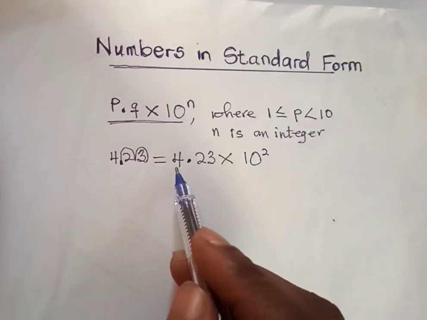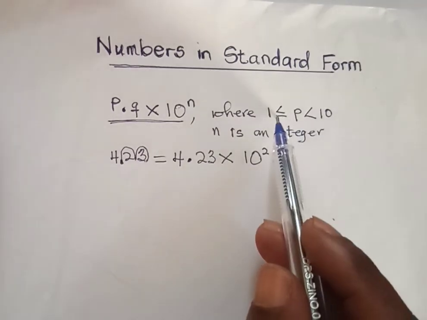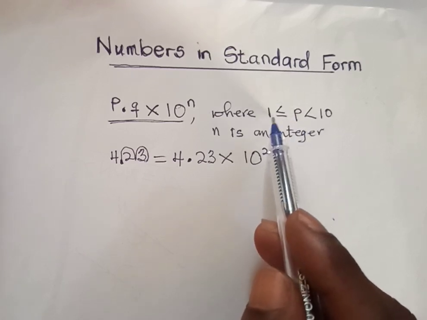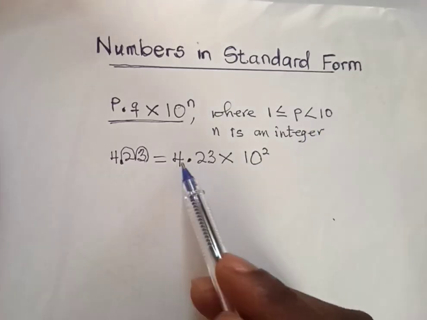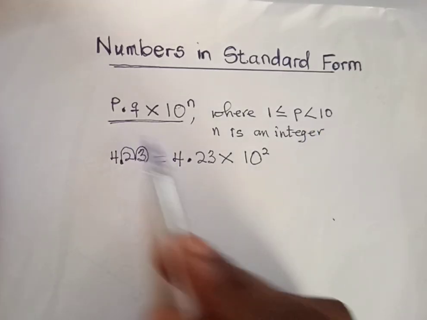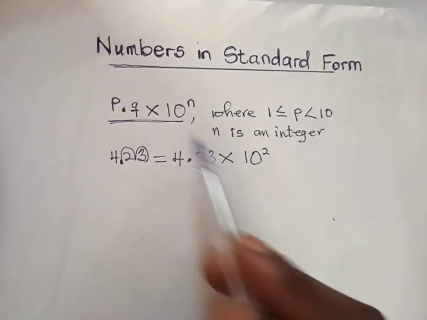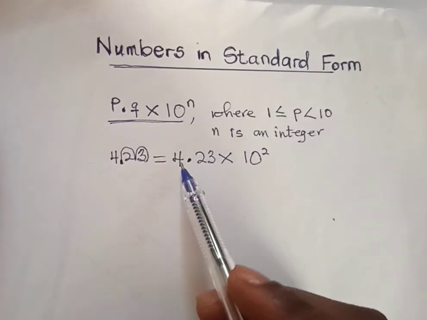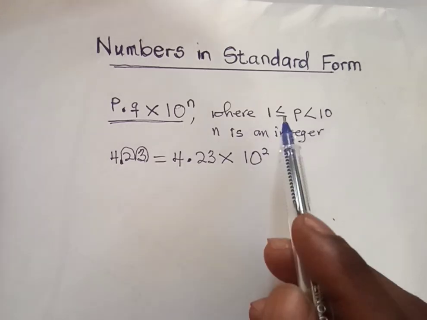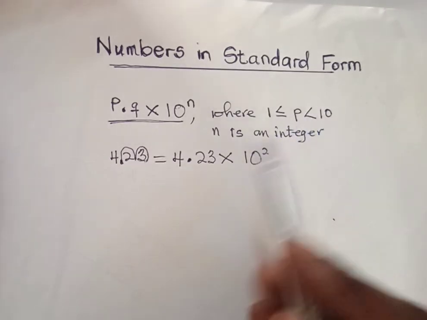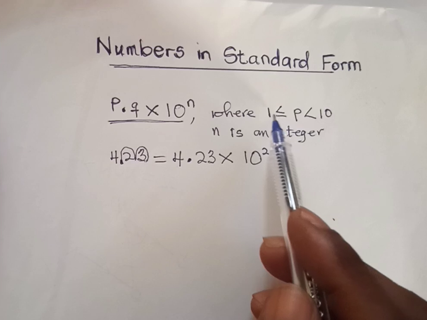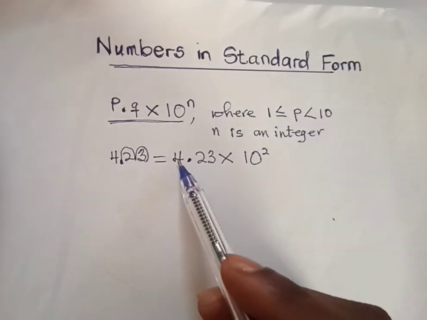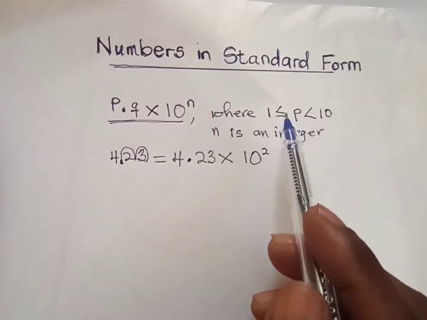So you ask yourself, because there was a condition here, the condition says that p should be greater than or equal to 1 but less than 10. So this represents our p, and the numbers here represent the q, where my n is the 2. So you ask yourself, does the 4 satisfy this condition? Yes, because we are saying that the p should be from 1 to 9. And looking at 4, we can find 4 here.